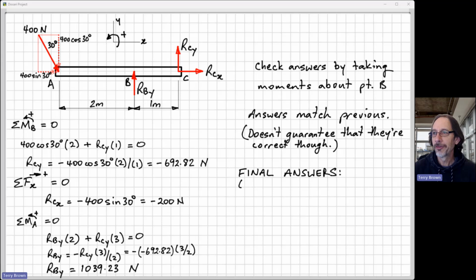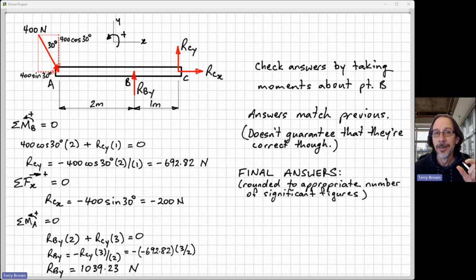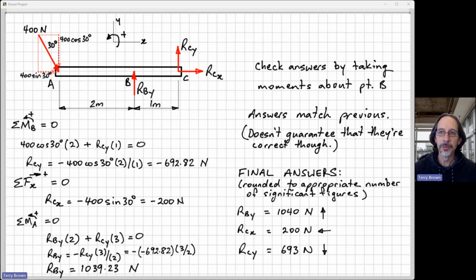Now writing our final answers and rounding to an appropriate number of significant figures. In most general engineering calculations and problems like this, we don't know the input values to any better than plus or minus a few percent. So 3 significant figures is really all you should be giving your final answers to. Any more than 3 and you're telling lies. You don't know the answer to that accuracy.